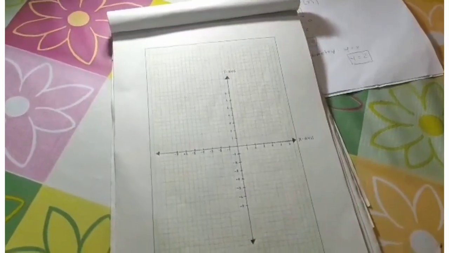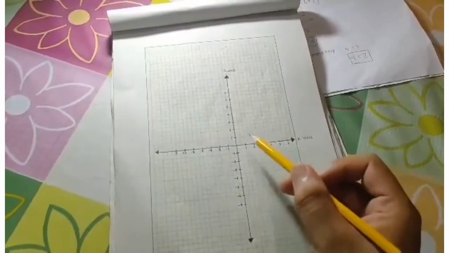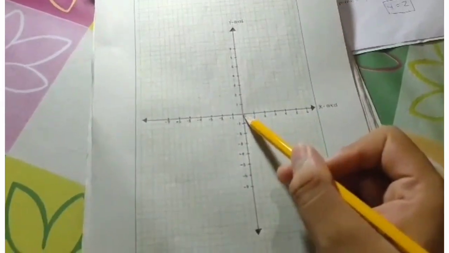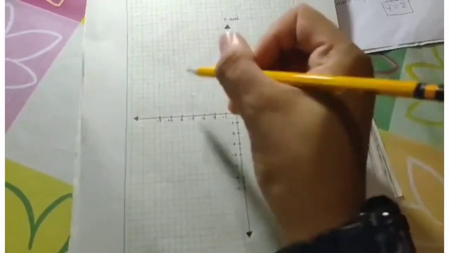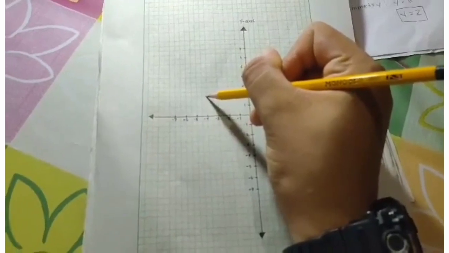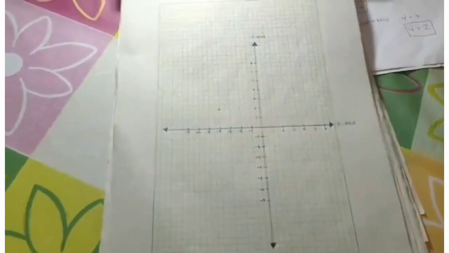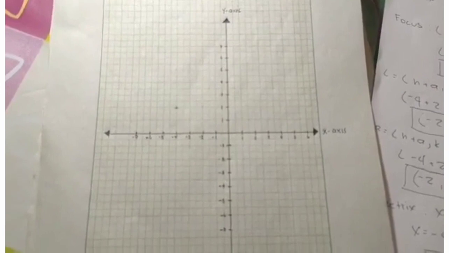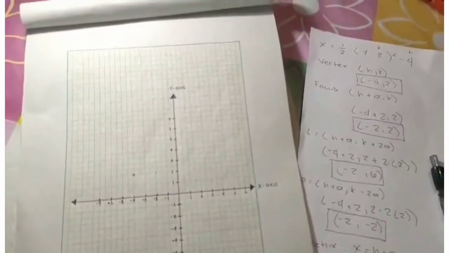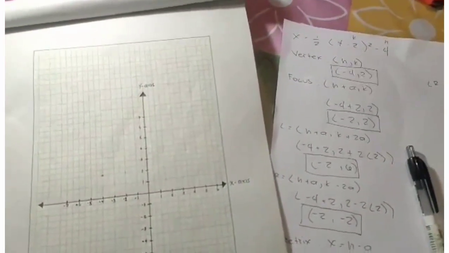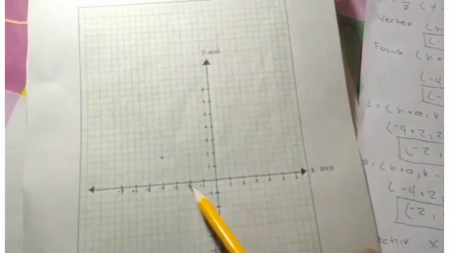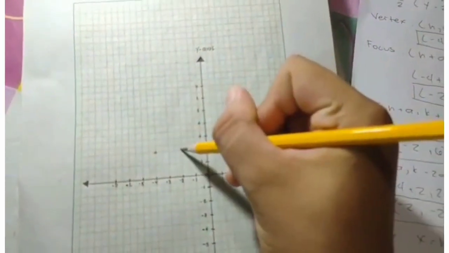Ang vertex natin is negative 4 and 2. So mag-i-start muna tayo dito sa origin. Then pupunta tayo sa negative 4. Then yung sa 2. Yun ang magiging vertex ng ating parabola. Then punta naman tayo dun sa focus. Ang focus natin is negative 2 and 2. Punta ulit tayo sa origin. Negative 2 and 2. So dito natin siya i-mark.